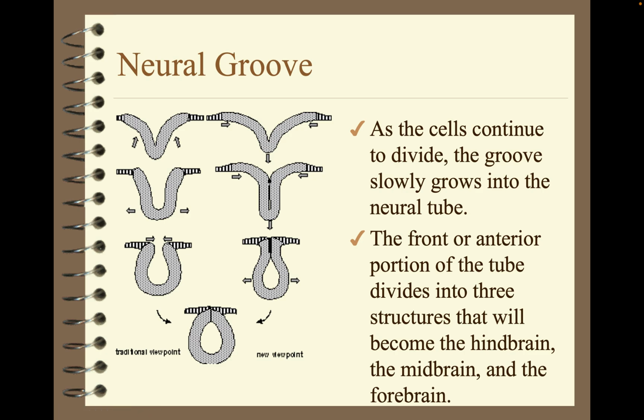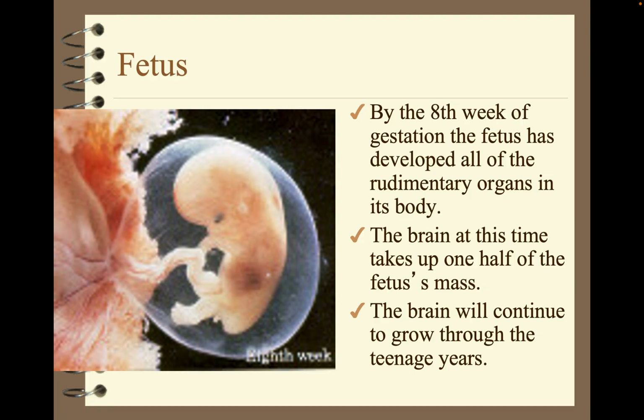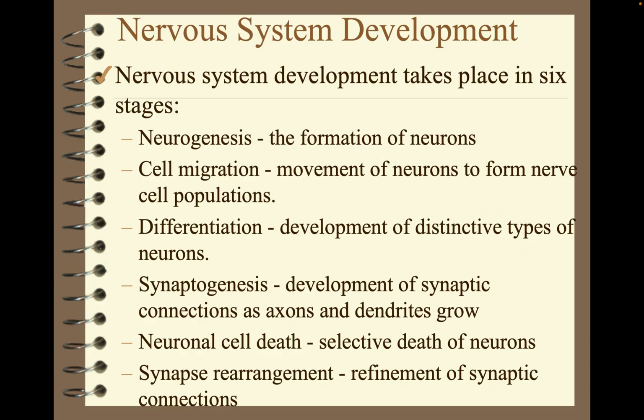As the cells continue to divide, the groove slowly grows into the neural tube. The front or anterior portion of the tube divides into three structures that will become the hindbrain, the midbrain, and the forebrain. By the 8th week of gestation, the fetus has developed all the rudimentary organs in its body. The brain at this time makes up 1/2 of the fetus's mass. The brain will continue to grow through the teenage years, actually into the age 25.